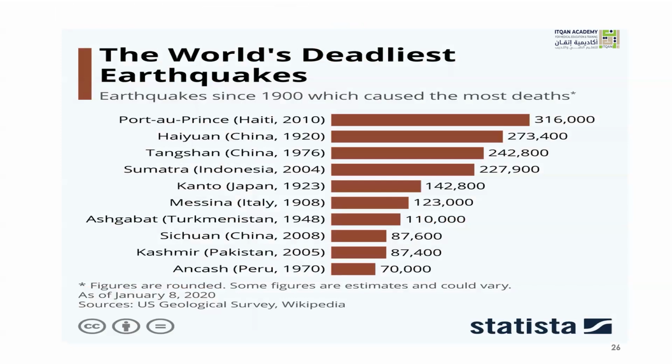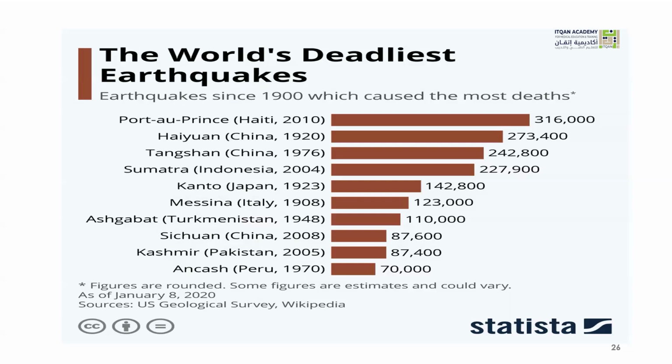This graph shows you the world's deadliest earthquakes. The deadliest earthquake ever since 1900 happened in Port-au-Prince in Haiti in 2010. It caused the death of 300,000. Also in China in 1920, then in China also in 1976. Also Sumatra, Indonesia in 2004, and this earthquake caused a tsunami. So the earthquake led to a tsunami, a famous tsunami that we are going to mention later.